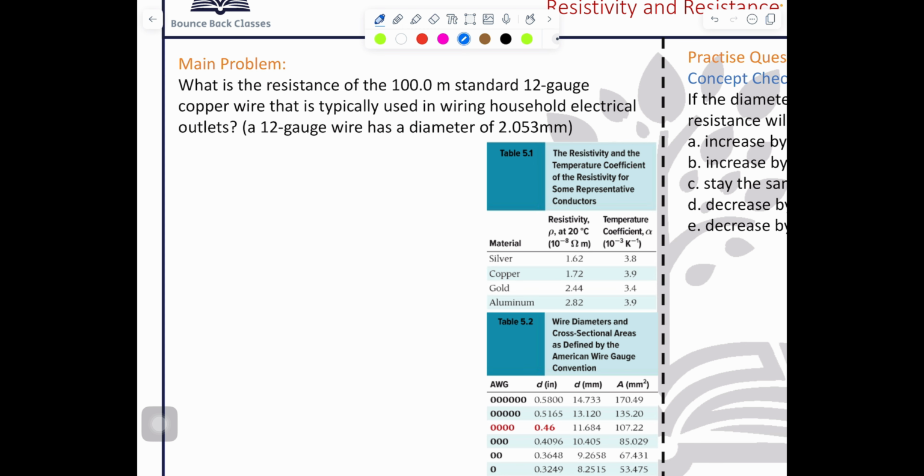What are we looking for? We are looking for the resistance, R. Length is given: L is equal to 100 meter. Guys, now this is the major point: a standard 12 gauge wire. What is the meaning of 12 gauge wire? How to solve these types of questions?